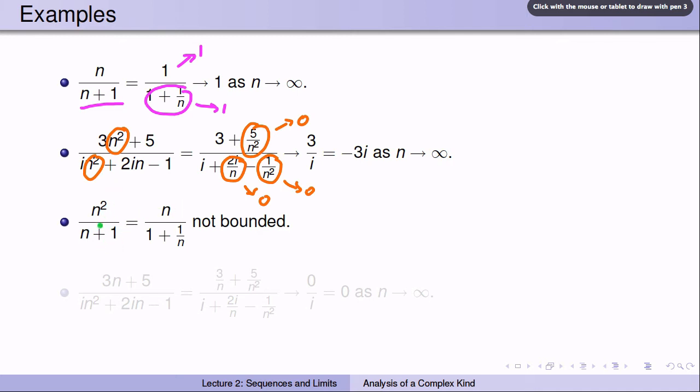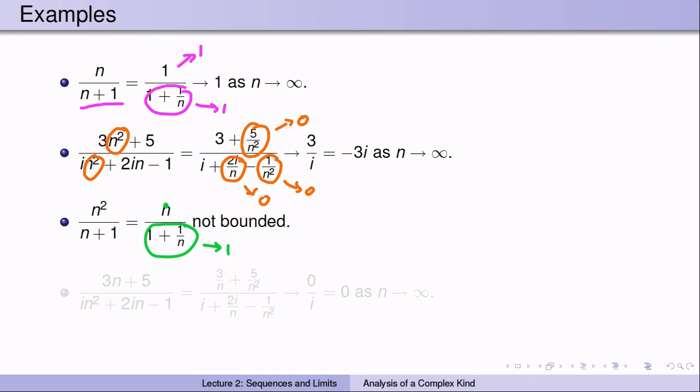Again, both numerator and denominator go to infinity, so we try to pull out an n. If I pull out one n, I have another n left in the numerator, and the denominator is 1 plus 1 over n. So the denominator behaves really well. It converges to 1. So the denominator can be treated as almost equal to 1 for large enough n's.